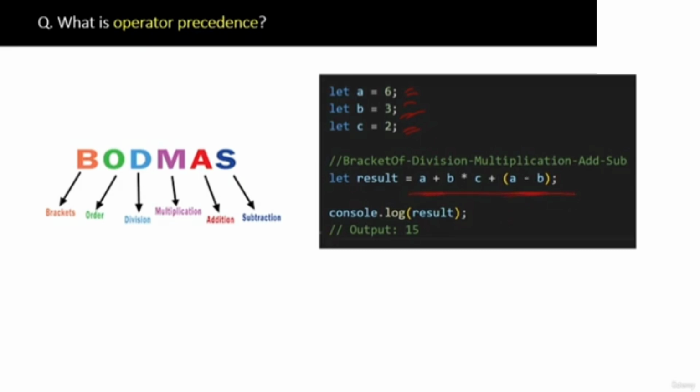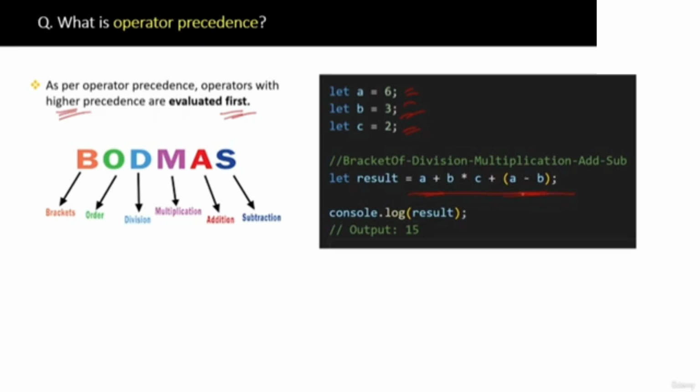The point is, as per operator precedence, operators with high precedence are evaluated first. And the precedence is that the bracket will be resolved first, followed by division, then multiplication, addition, and lastly subtraction. So here first inside the bracket A minus B will happen, then multiply, finally the add. And you will get this as an output. This is operator precedence.